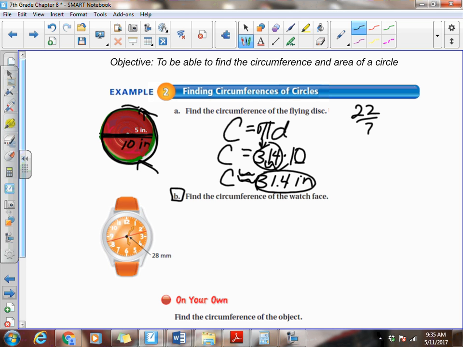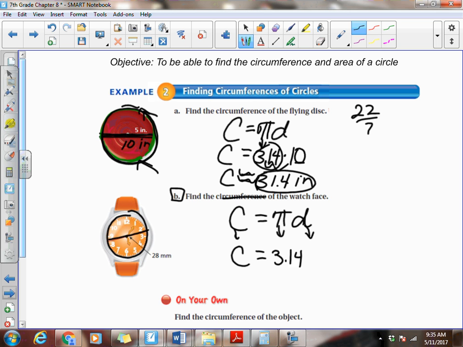In part B, find the circumference. So again, I have my circumference formula. I'm filling in what I know. I don't know the circumference. That's what I'm trying to find. I know that pi is approximately 3.14, or 22/7. And I know the diameter of this watch face is 28 millimeters.